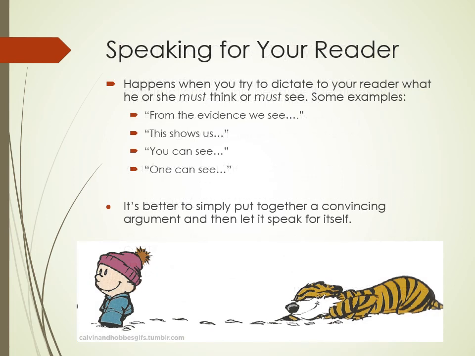Speaking for your reader. This is another big one that's just annoying. This happens when you try to dictate to your reader what he or she must think or must see. So some examples here: from the evidence we see, this shows us that, you can see, one can see. By the way, another one I would really suggest, try to get away from using "one does anything" in your writing. Because most of the time when someone puts that in there, they're either using it as a way of trying to sneak in first person, or they're trying to dictate to their reader without using the exact words. The effect is the same, and it generally tends to be a sign of weaker writing.